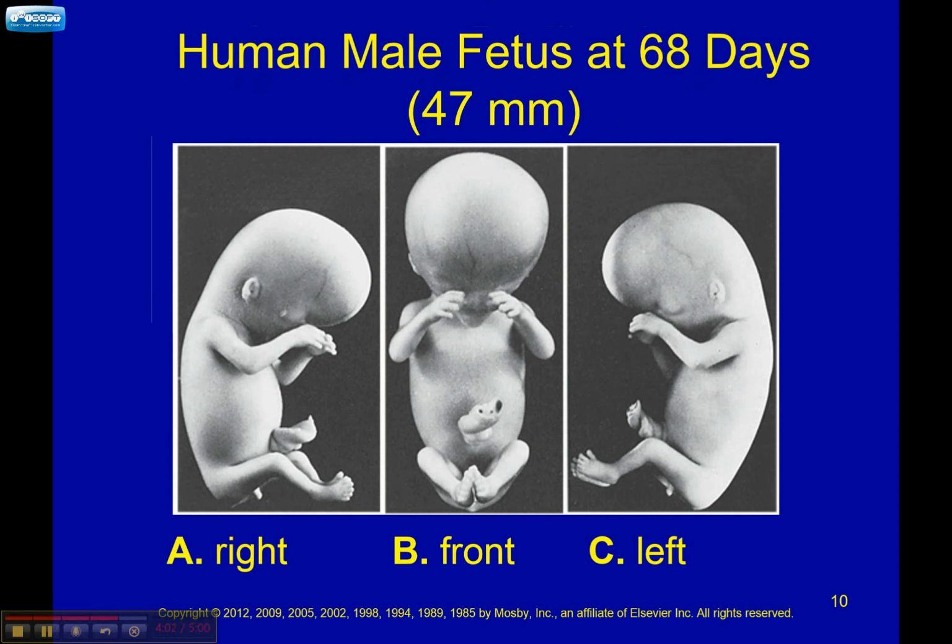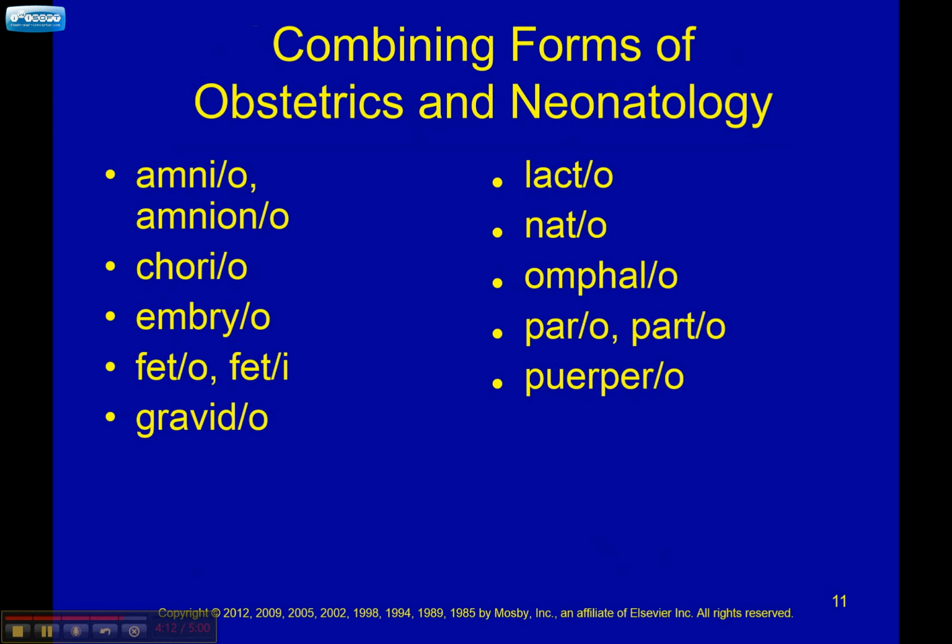All right, here is a human male fetus at 46 days, and you can tell it's a male fetus right down here. This is the actual umbilical cord. As you can see, it's quite developed already. We're going to go through the combining forms really quickly that are covered on this test.